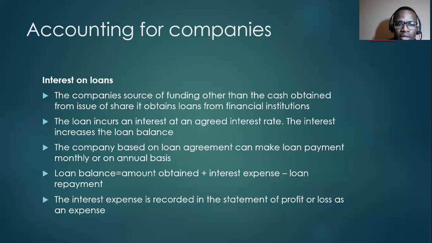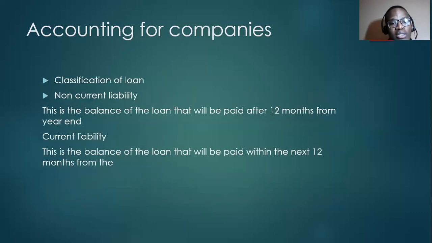Then there's a classification of loans. Classification is more of saying in your financial statements, how are you going to classify this loan? Are you classifying it as a current liability or a non-current liability? Remember, we said current liabilities are those liabilities that are going to be paid within the next 12 months. Then non-current liabilities are those liabilities other than your current liabilities, meaning those that are going to be paid after 12 months. Then it means if you have a loan under non-current liabilities, you're going to put the loan balance that will be paid after 12 months, 12 months after year end.